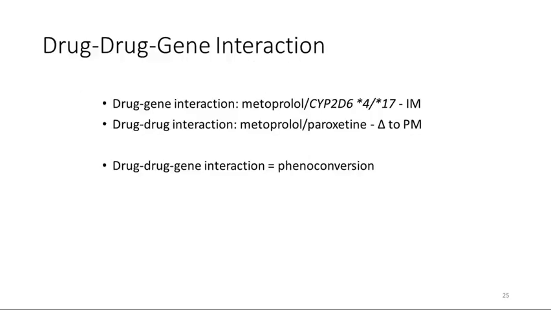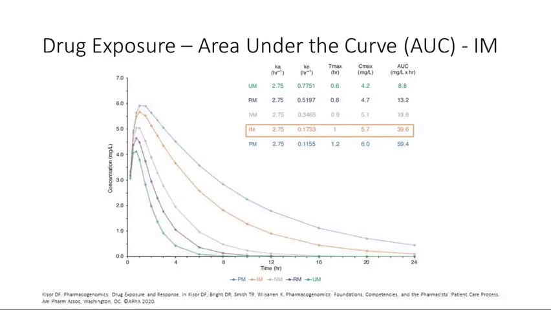So we've got the drug-gene interaction. Again, metoprolol is at 2D6, star 4, star 17, the intermediate metabolizer. We've got the drug-drug interaction, metoprolol and paroxetine, changing that individual to a poor metabolizer. So it's a drug-drug-gene interaction and phenoconversion. This is not something that is extremely rare. It's something that we need to be cognizant of all the time.